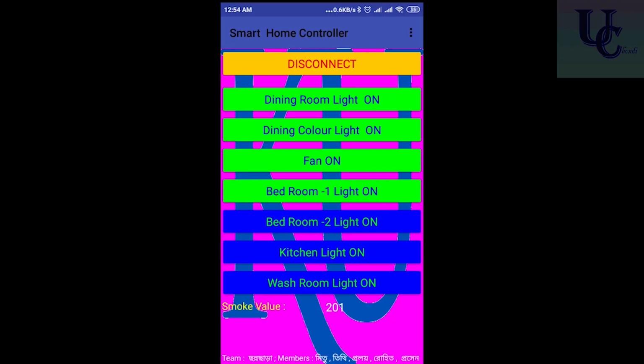We have used an MQ gas sensor to detect the gas leakage and fire. You can see the home's gas level on the phone. When it increases more than the natural level, a light signal and an alarm signal will be turned on and you will be notified.